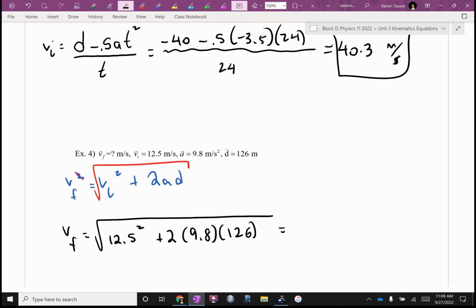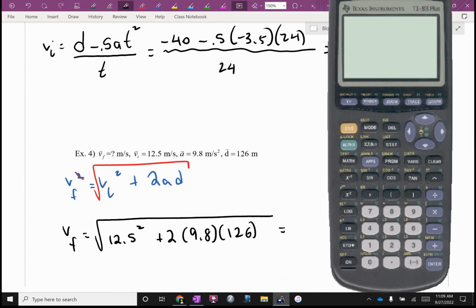The rest of us that don't have that, Brian and others, here's how I tend to do complicated square roots. What I do first is I type what's inside the square root. I'm going to go 12.5 squared plus 2 times 9.8 times 126. I'm going to do what's inside the square root, hit equals, and then I hit the square root answer button really quickly. See if you can get 51.24304, 51.2. See if you can get that. So try typing.